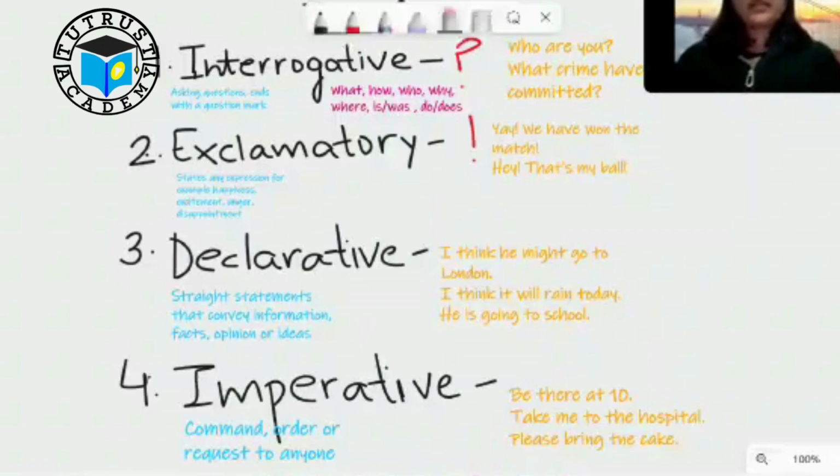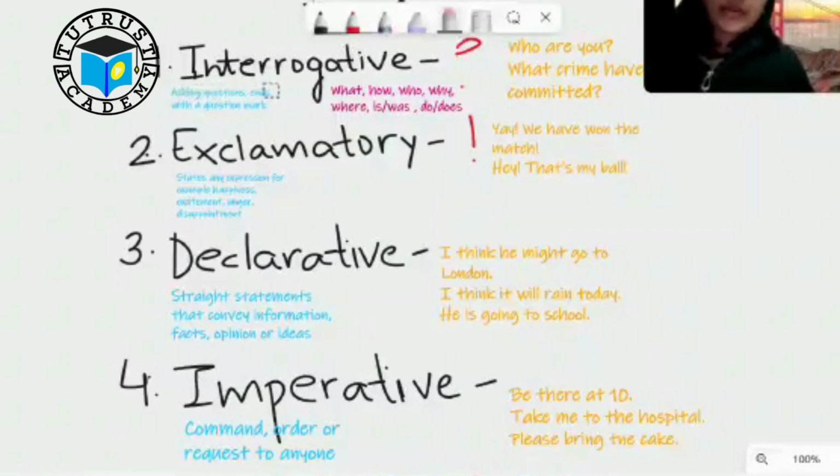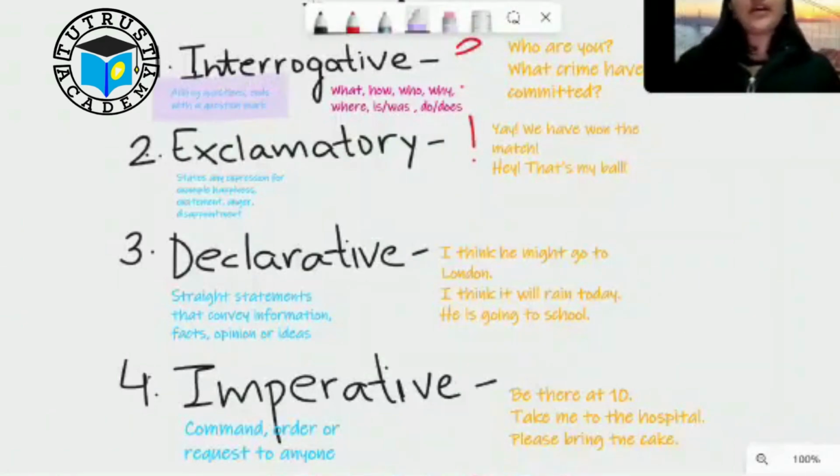Just have a look. Asking questions, and these sentences end with a question mark. For example, who are you? What crime have you committed? All right, this was the example of interrogative sentences.